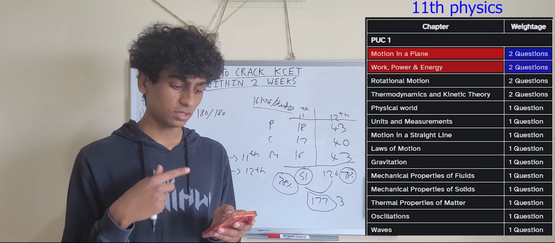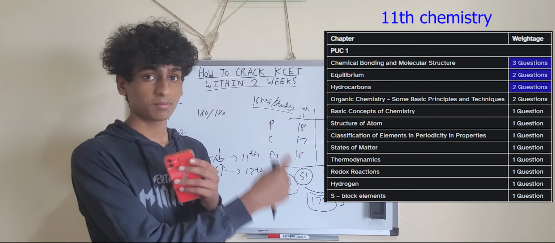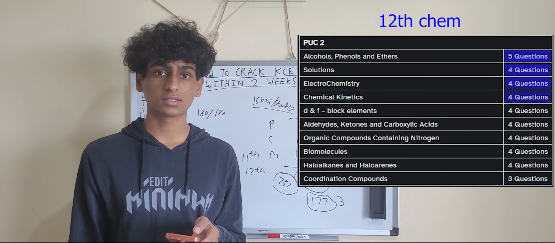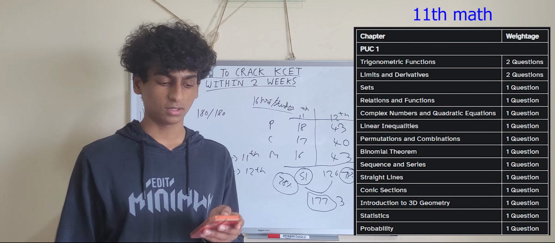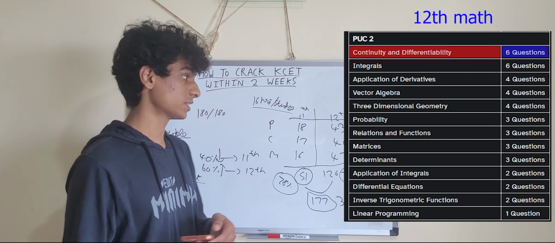You can see the same thing with chemistry over here. 3, 3, 2, 2, like that are the marks for 11th. But for 12th, it's 5, 4, 4, 4, like that. So more questions are also coming from 12th. And with maths also the same thing. 6 marks for continuity and differentiability. That's a lot, guys.